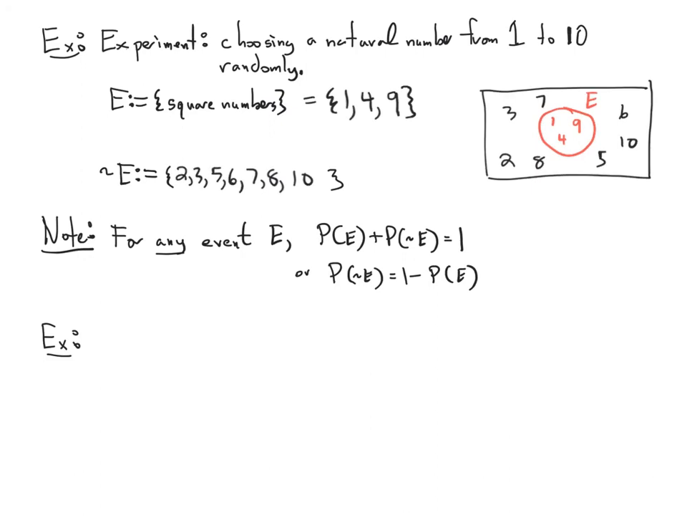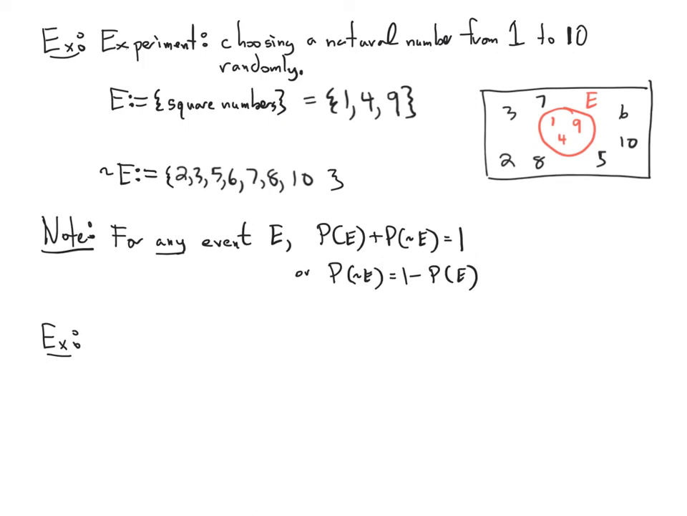And of course, if you think about it, the idea that the probability of each outcome added together is 1 leads to this idea here. For any event E, the probability of that event happening plus the probability of its complement happening has to be 1. And you can rearrange that if you like. Probability of a complement is 1 minus the probability of the event itself.